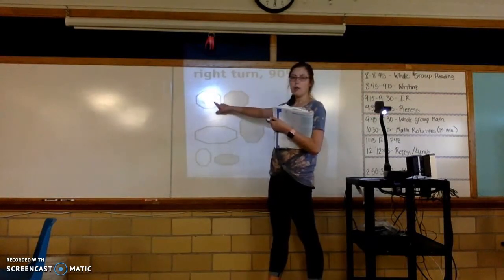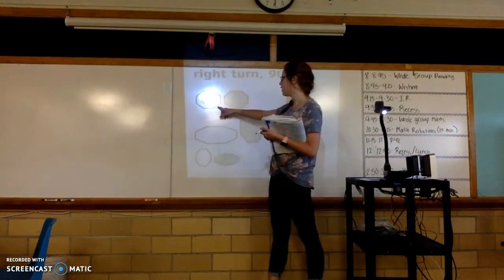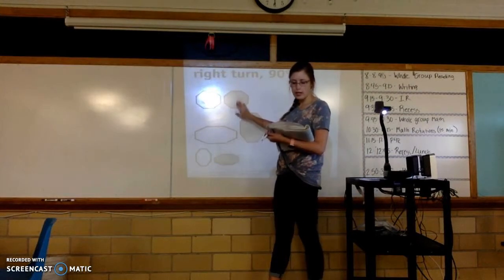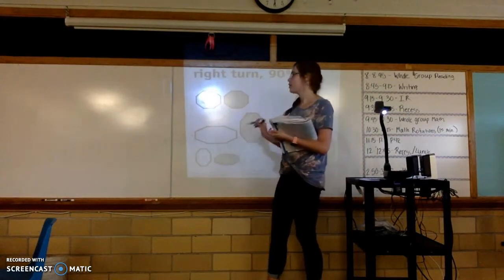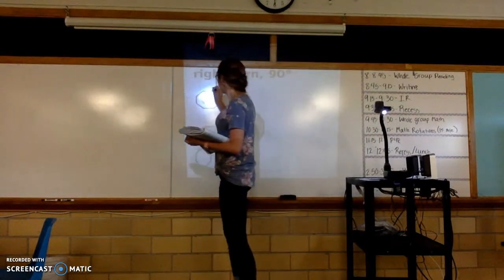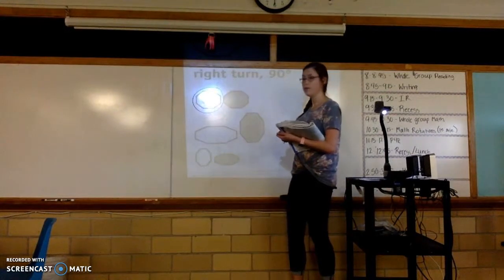But if we look at the top ones up here, there's that one and that one, we can see that they look the exact same, whether they flipped it, they rotated it, they turned it. So that means that they have turn symmetry. We are going to circle the one that has turn symmetry, which again is this right there. Okay?